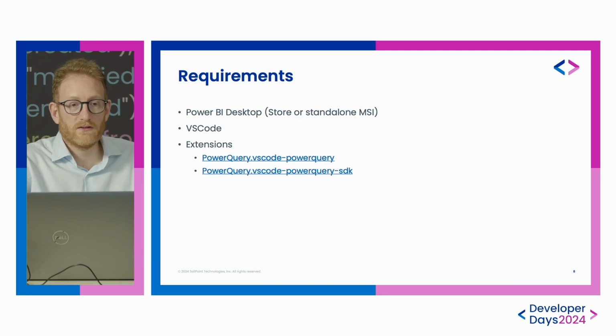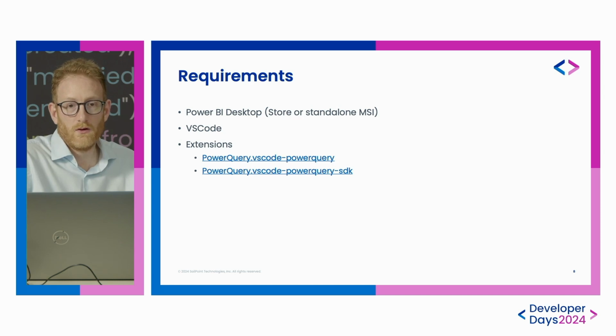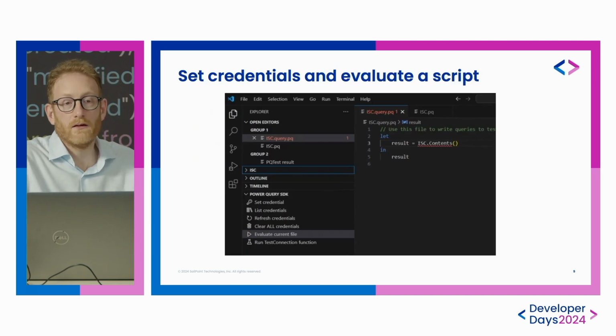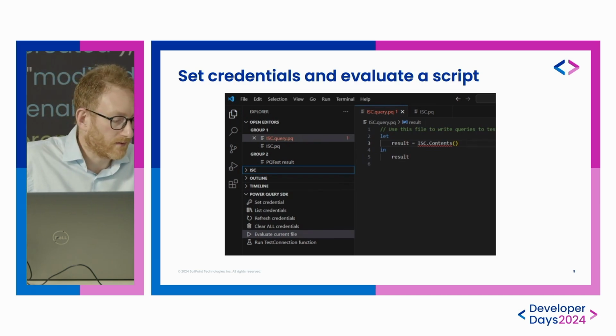So a couple of requirements. Obviously Power BI Desktop, which you can install from the Microsoft Store, or as a standalone MSI. We will use Visual Studio Code as well, because there are 2 extensions that allow you to create a custom connector, which I've mentioned here. It's related to Power Query actually. So once you have installed this, you can start creating your own project, your own custom connector. So I will show it to you right away.